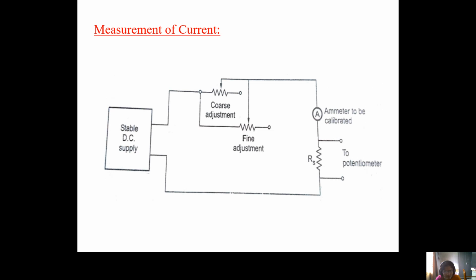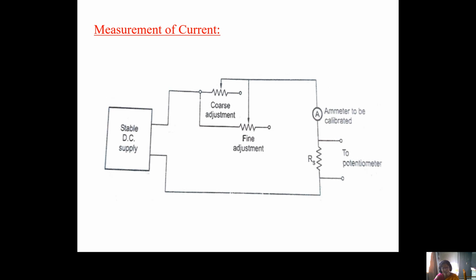Next, we have to see the measurement of current. Similarly, for measurement of current, we have to find out the ammeter to be calibrated, because current will be measured by the ammeter. Initially, when you give the supply, voltage drops occur across the coarse adjustment and fine adjustment. When you know these two voltage drop values, I equal to V by R. So from the known voltage and resistance value, the unknown current can be found by using this ammeter.